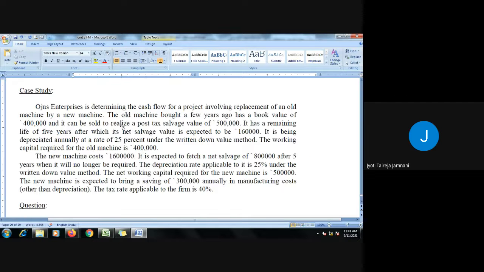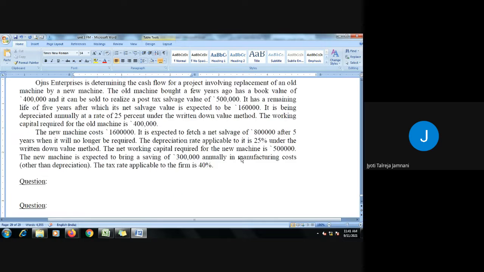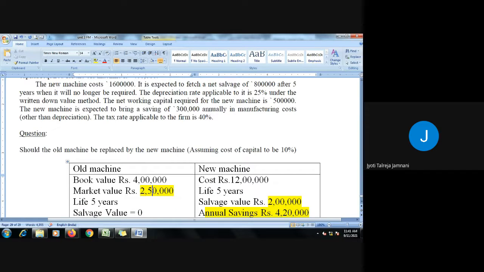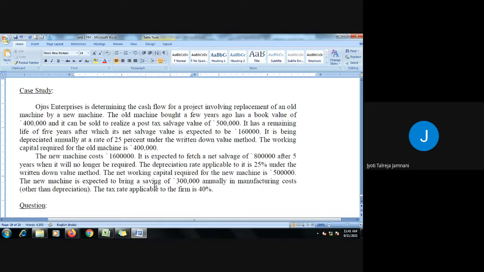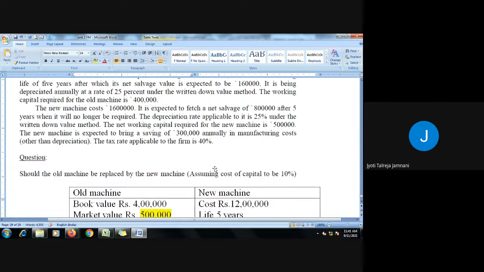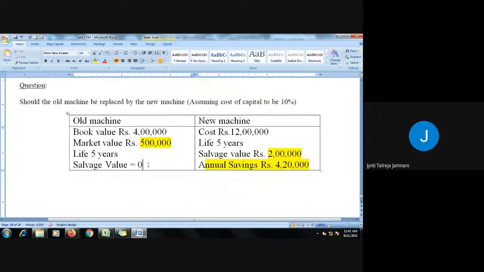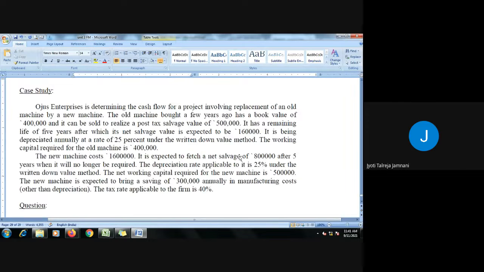And it can be sold to realize a post-tax salvage value of 5 lakhs. So its market value at which it can be sold today is 5 lakhs. It has a remaining life of 5 years, after which its salvage value is 1 lakh 60,000. So life is 5 years, and after 5 years, 1 lakh 60,000 is the salvage value that the machine will have.